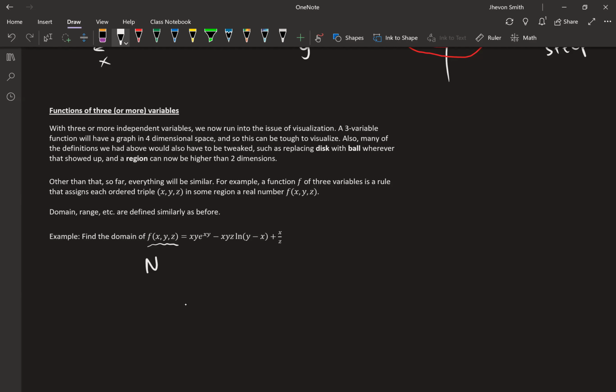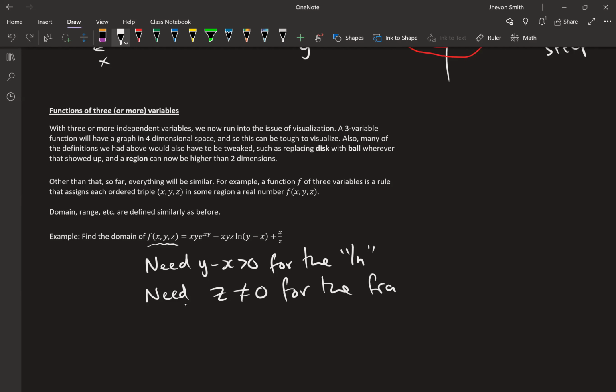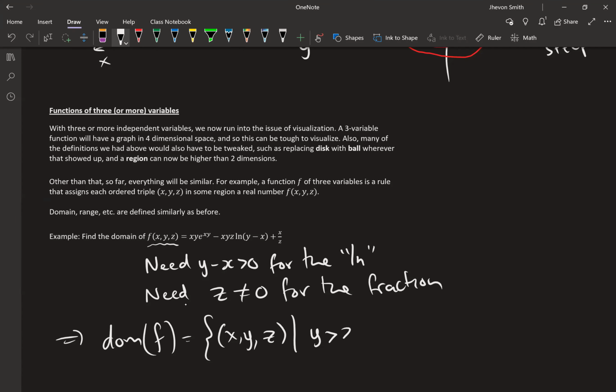Now, again, we need y minus x to be greater than 0 for the ln. And we need z to not be 0 for the fraction. And so here, the domain of f is going to be the set of all 3 coordinates, or set of all triples, such that y is greater than x and your z is not 0.